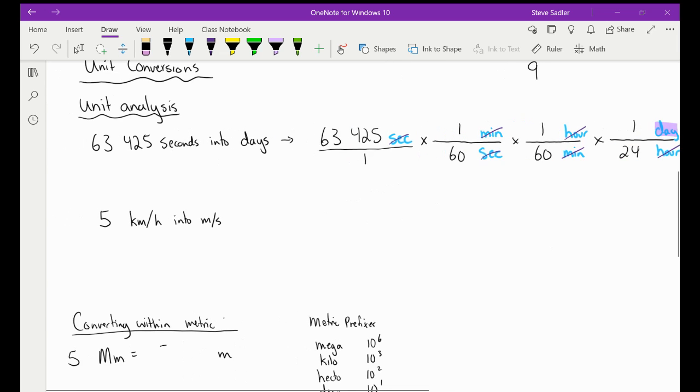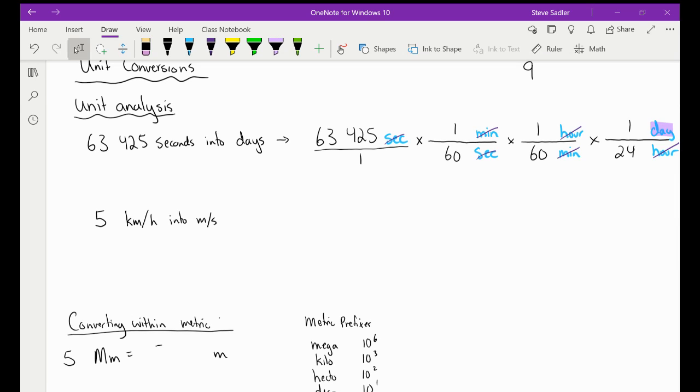Let's do another one. 5 kilometers per hour into meters per second. This is a really common one in physics. We do a lot of kilometers per hour into meters per second and vice versa. Because in physics, we end up using units kilograms, meters, and seconds. Those are what we want to leave our answers in. Most of the time it is either kilograms, meters, or seconds, or some combination of those ones.